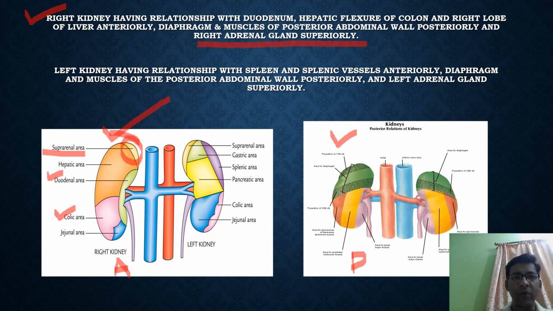And for the left kidney, the relationship is with the spleen and splenic vessels anteriorly, diaphragm and muscles of the posterior abdominal wall posteriorly, and left adrenal gland superiorly. So for the left kidney, superiorly there is the suprarenal area, then splenic area, gastric area, all anteriorly, and this is the posterior relationship of the left kidney.